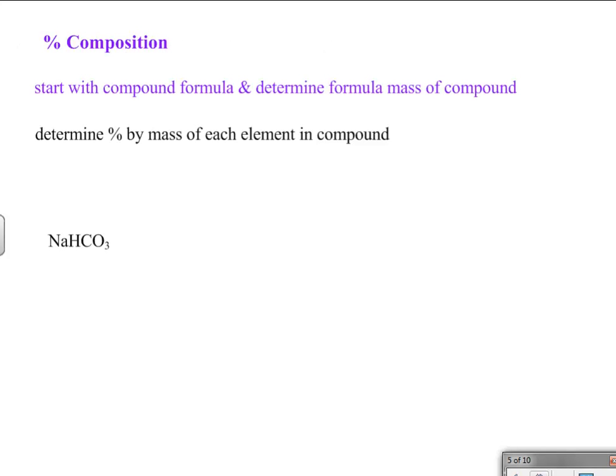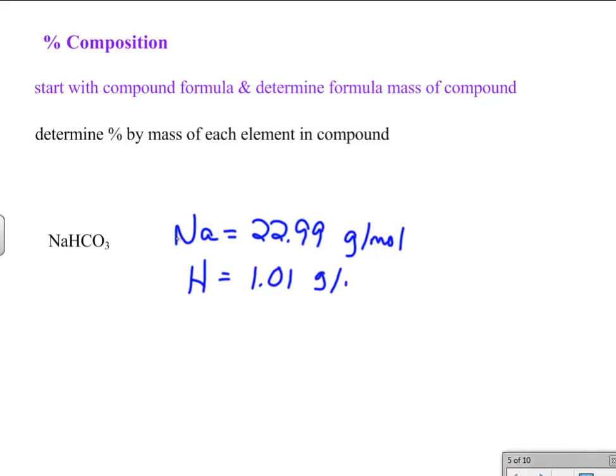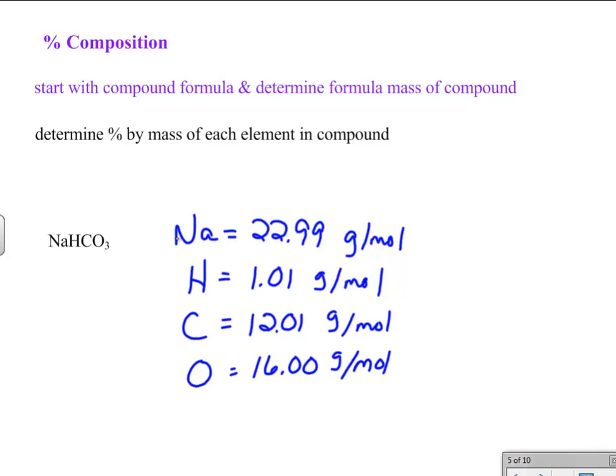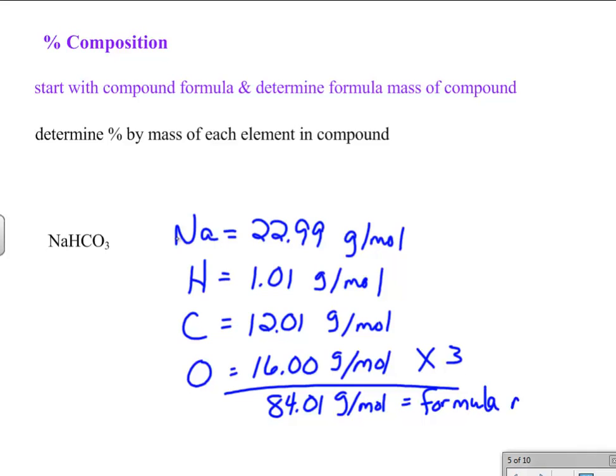For percent composition, we're looking at a compound formula and determining the percent by mass of any element in the compound. First, we need the compound formula. Second, we take the average atomic mass of each element and add them together. If I have more than 1 copy of a particular atom, then I multiply its atomic mass by the number of copies I need. So I have 1 copy of sodium, 1 copy of hydrogen, 1 copy of carbon, but I need 3 copies of oxygen, so I multiply that 16 by 3. When I add them all up, I get the formula mass for sodium bicarbonate, and that's 84.01 grams per mole.